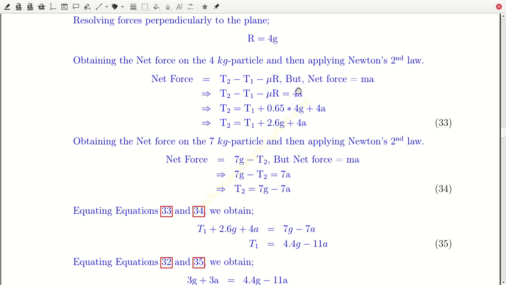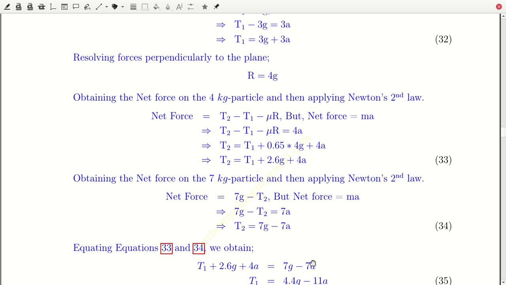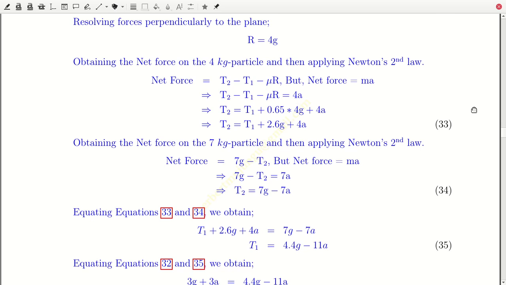So now we have come up with 3 equations of motion, equations 32, 33 and 34. Our work is to solve them simultaneously in whatever method possible, and then we shall end up obtaining the acceleration and the tensions in the strings. In my case here, I equated equations 33 and 34, this and this.